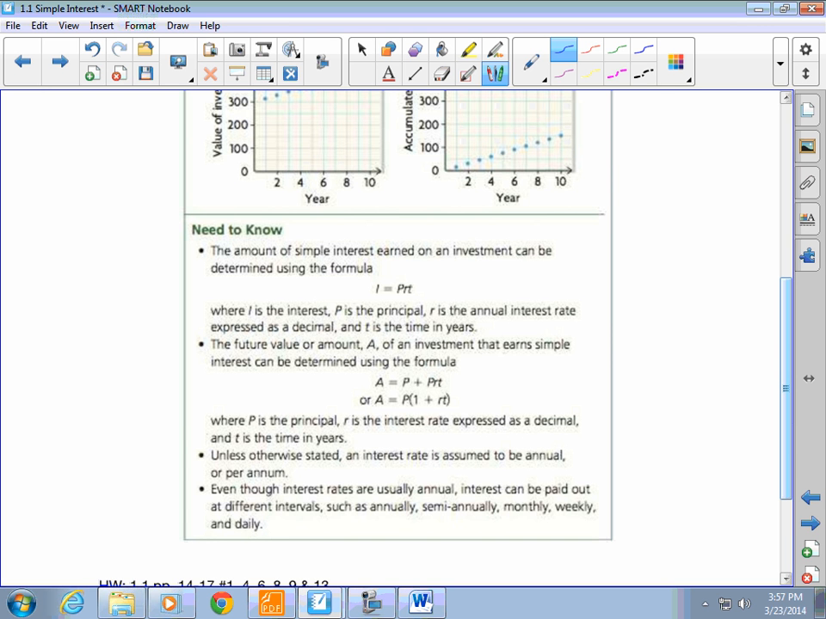Unless it says otherwise, the interest rate is assumed to be annual, so once a year. Even though interest rates are usually annual, interest can be paid out in different intervals, such as annually, semi-annually, monthly, weekly, and daily. So if over the course of a year you earn $300 interest, and that $300 is paid out semi-annually, twice a year, then that means you'll get $150 in the first half of the year, and the other $150 in the second half of the year. Okay, those are your questions.